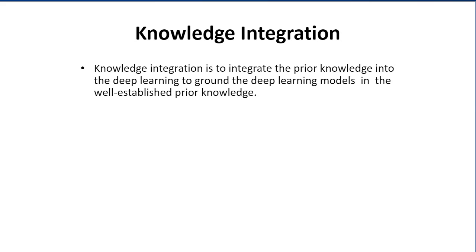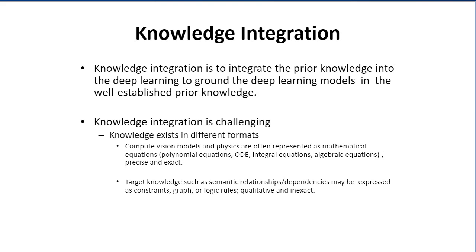Knowledge integration is to integrate the prior knowledge into deep learning to ground the deep learning model in well-established prior knowledge. Knowledge integration into the deep model, however, is challenging. There are two main challenges. The first challenge is that knowledge exists in different formats. They are represented in different representations. For example, the computer vision models or the physics theories are often represented as mathematical equations, including polynomial equations, differential equations, integral equations, and algebraic equations.